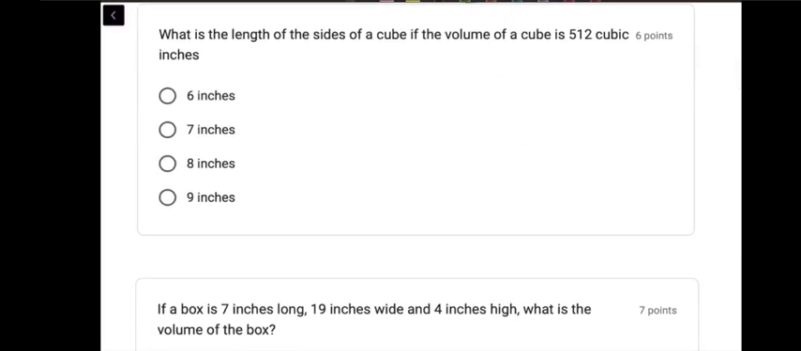In this problem, it says, what is the length of the sides of a cube if the volume of a cube is 512 cubic inches? So in a cube, the volume is calculated by multiplying the length times the width times the height. But in a cube, all three of these are the same. So it's almost the same as saying the length times the length times the length, which is length to the third power. So if the volume 512 equals the length to the third power, we have to think of what number we multiply by itself 3 times in order to get 512.